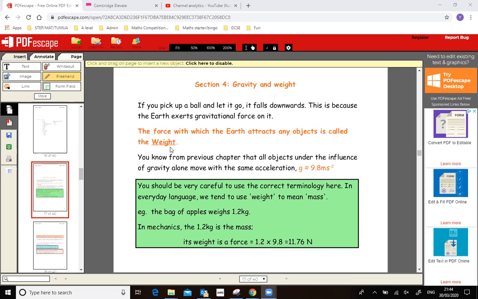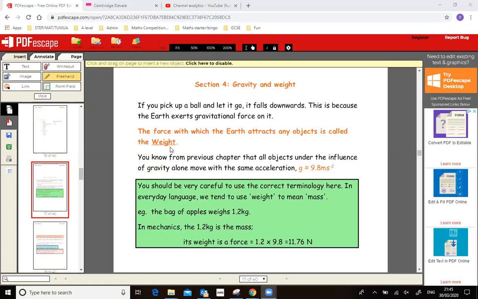You know from previous chapters that all objects under the influence of gravity alone move with the same acceleration. And we have introduced the letter g to represent the gravitational acceleration before. And in your exam, we normally use 9.8 for g.